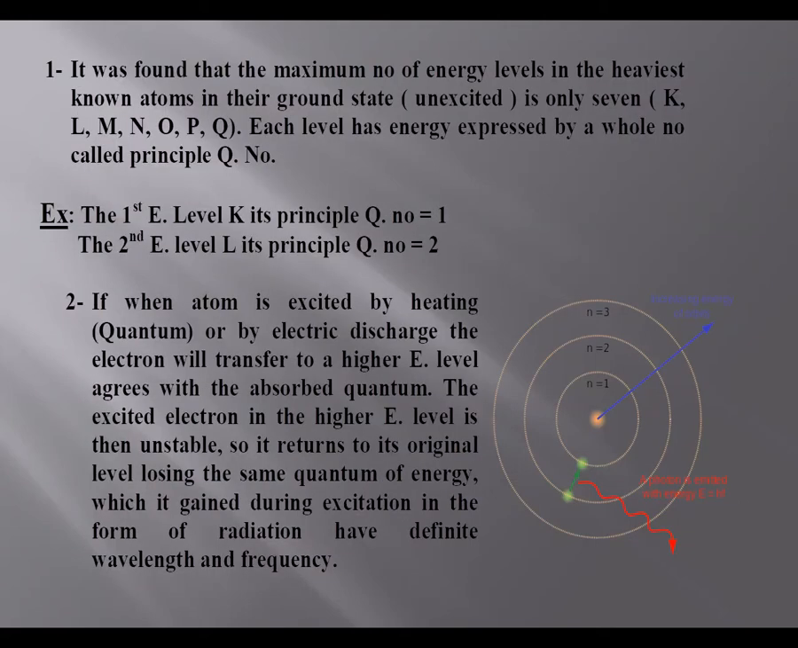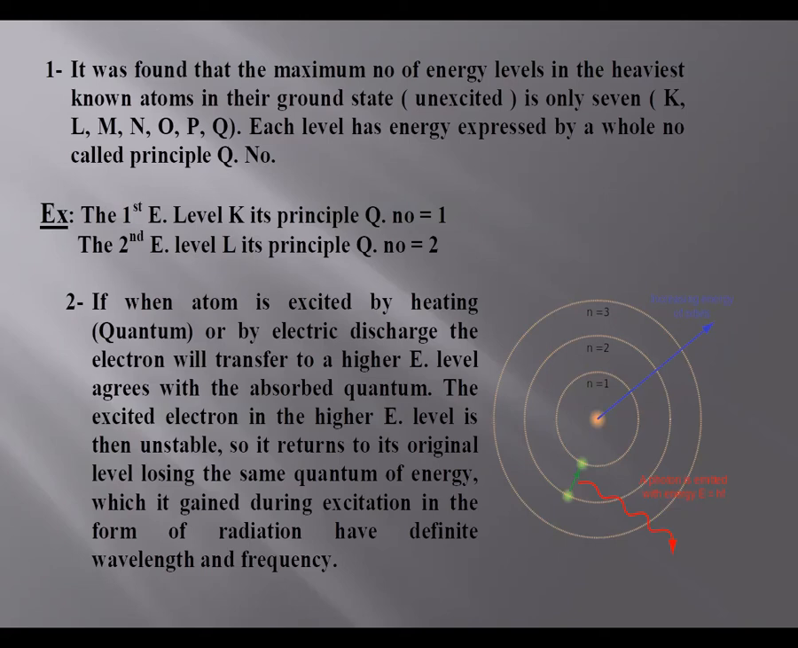It was found that the maximum number of energy levels in the heaviest atom in the ground state, which means the unexcited atom, is only 7, symbolized by K, L, M, N, O, P, Q. Each level has an energy expressed by a whole number called the principal quantum number. For example, for the first energy level K, the principal quantum number is 1. For the second energy level, which is L, the principal quantum number is 2.